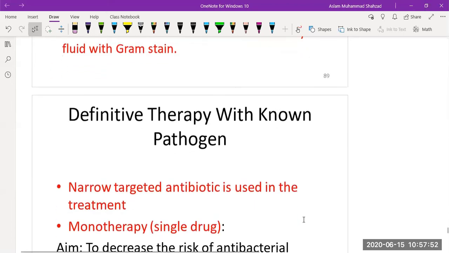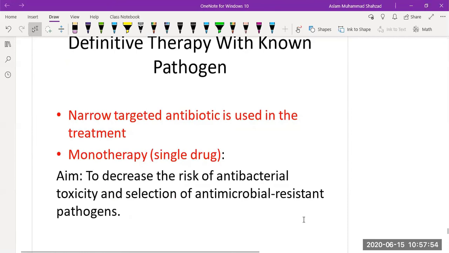Then definitive therapy, we know the pathogen, we already narrowed it down, we already cultured it, we know that it is maybe caused by E. coli, streptococci, staphylococci, or some other type of microorganism. And then we give a single drug, monotherapy, to reduce the risk of bacterial infection and toxicity and resistance, especially. We start with the single drug, and then we observe the patient to see whether they get benefit. Usually if we know the definitive pathogen, we are able to treat a patient in a better way and reduce microbial resistance.